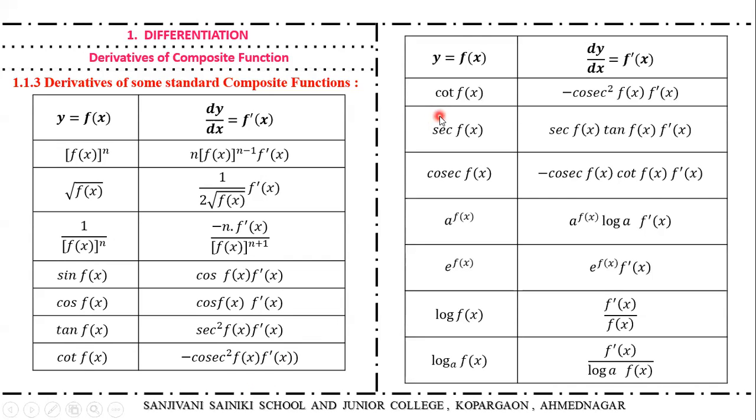Look at the next table. The derivative of sec f of x is sec f of x into tan f of x into f dash of x. The derivative of cosec f of x is minus cosec f of x into cot f of x into f dash of x. Now, a raised to f of x, its derivative is given by a raised to f of x into log a into f dash of x. The derivative of e raised to f of x is e raised to f of x into f dash of x. The derivative of log of f of x is f dash of x upon f of x.